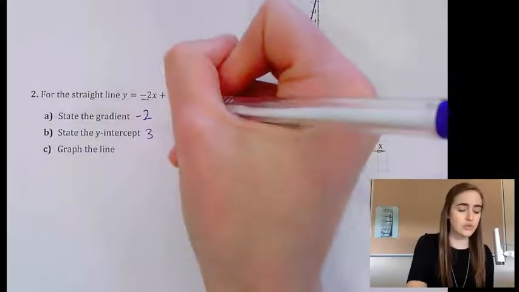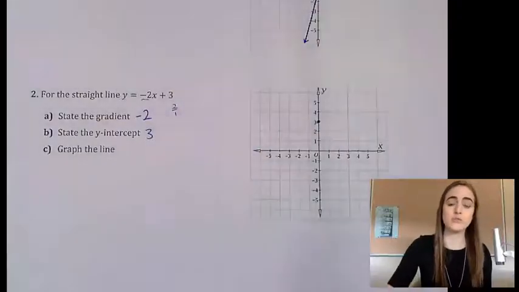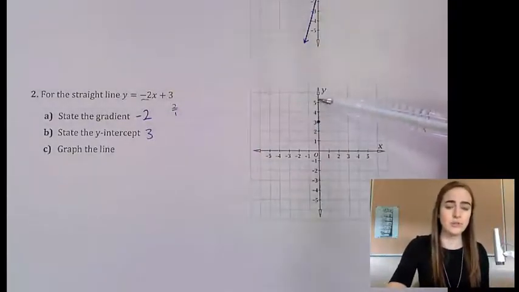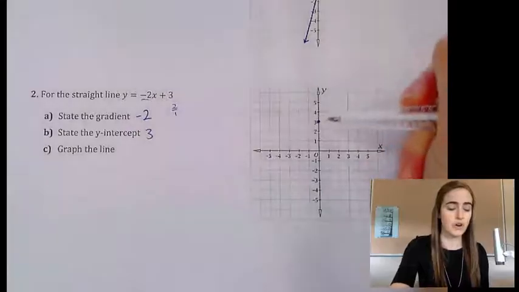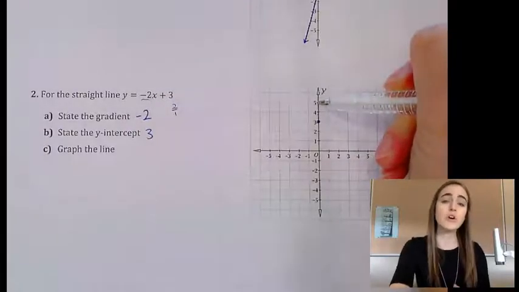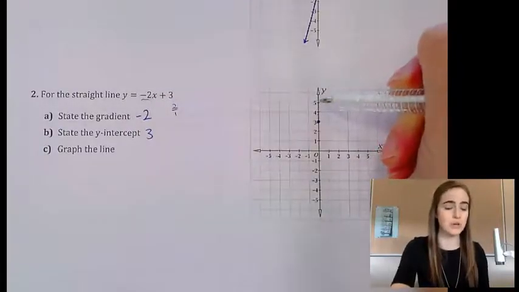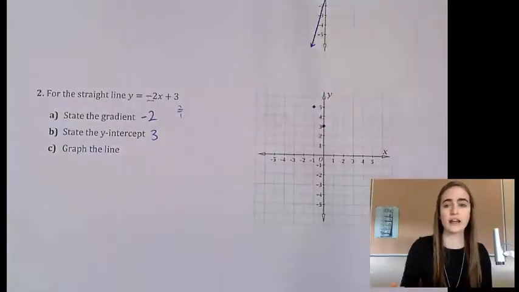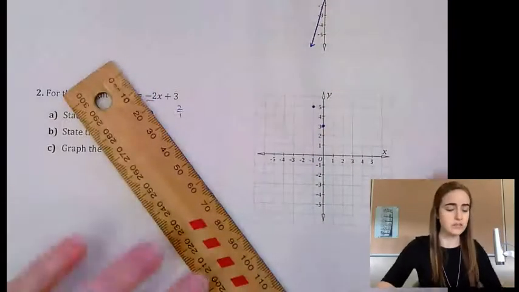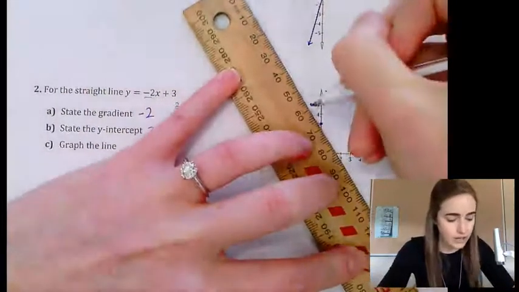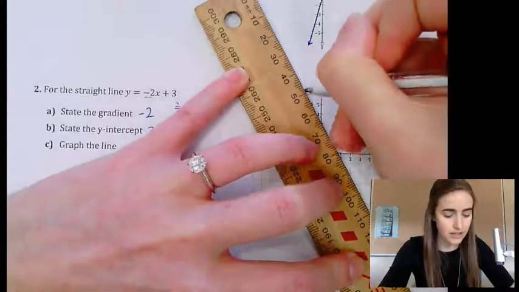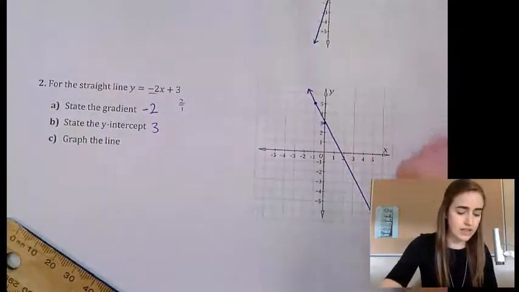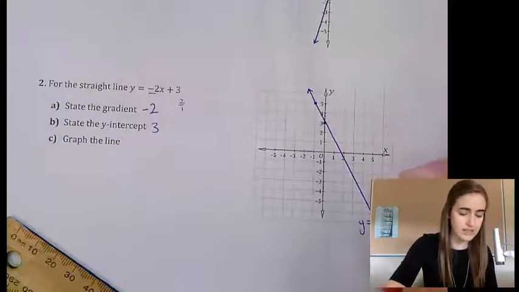A gradient of 2 would be written as a fraction as 2 over 1. So our rise is 2 and our run is 1. So we're going to go up 2 units. We want to go across 1 unit, but because it's negative, we're going to go across to the left this time. So we know that our line is going to pass through that point as well. And then we can join the dots to make our straight line. Again, arrows on either end, and then our equation next to that line somewhere.